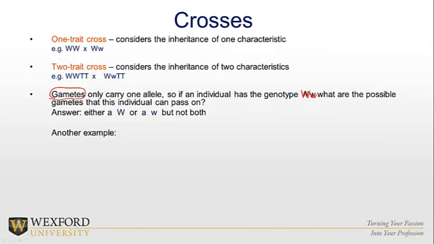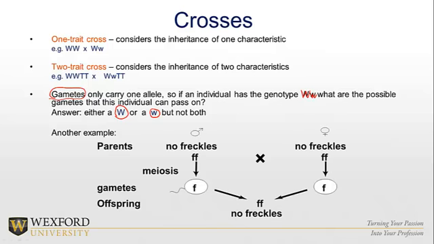can pass on? Well, that person can either pass on a W. Say this is a man here, well, half of the sperm will pass on the uppercase W, big W, and half of them will carry the lowercase w. But the thing is that it will not pass on both. It will be one or the other because they divide up in meiosis. So here's freckles. In this case, no freckles, being recessive.